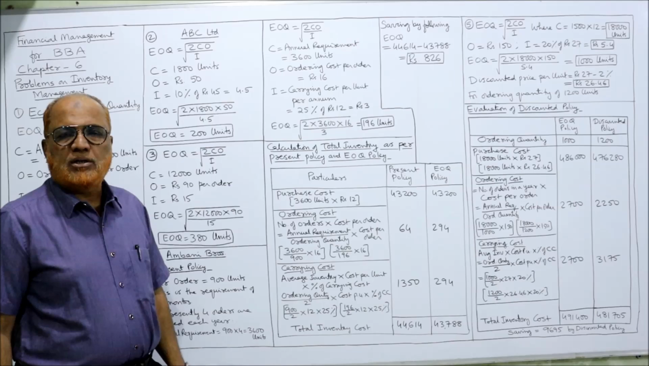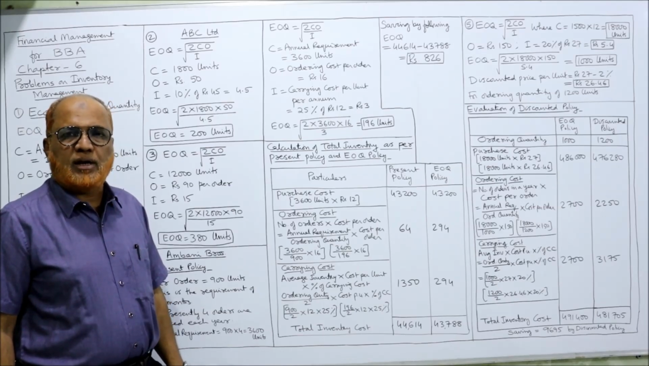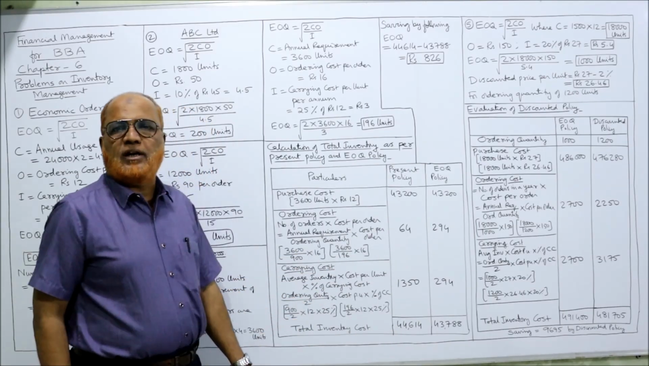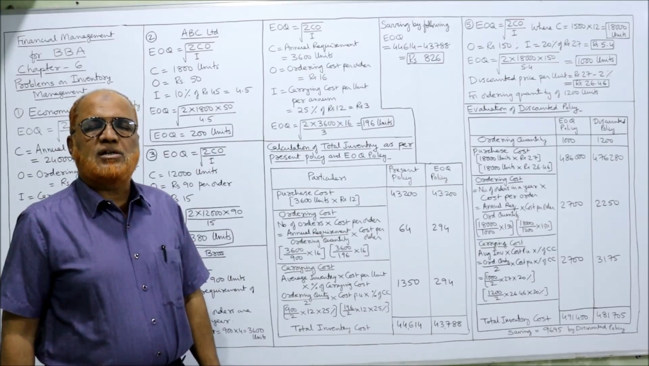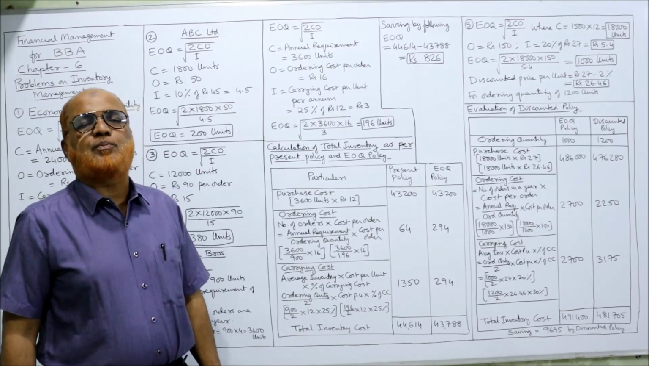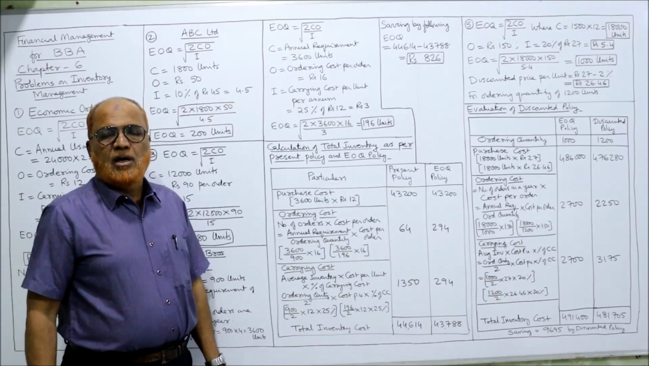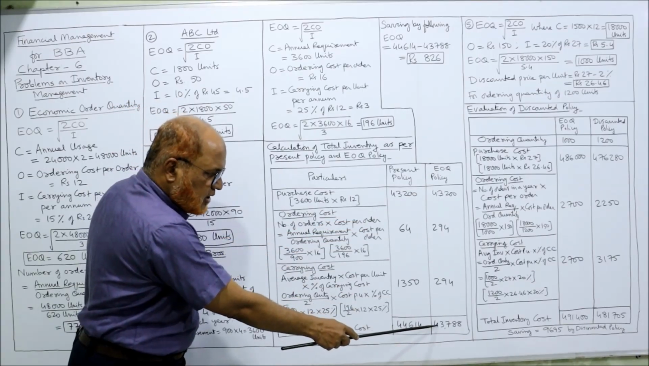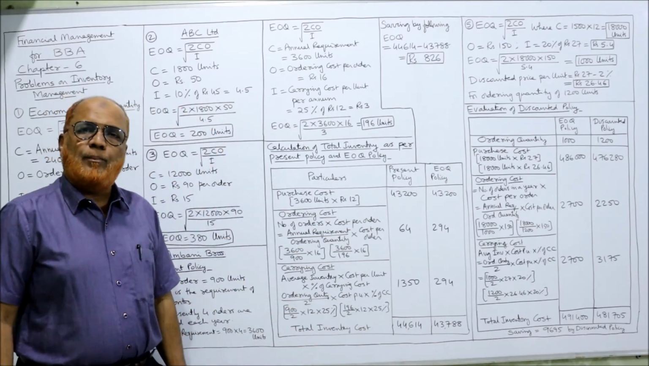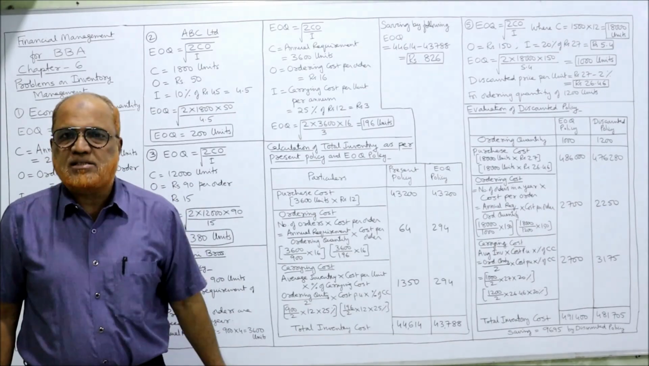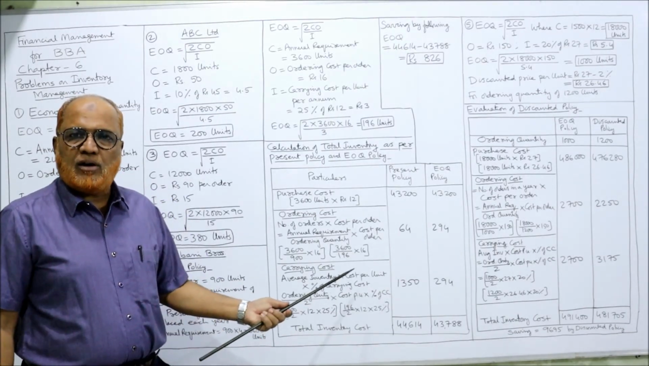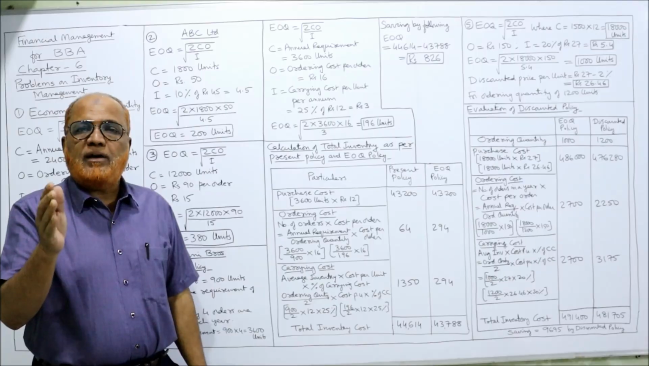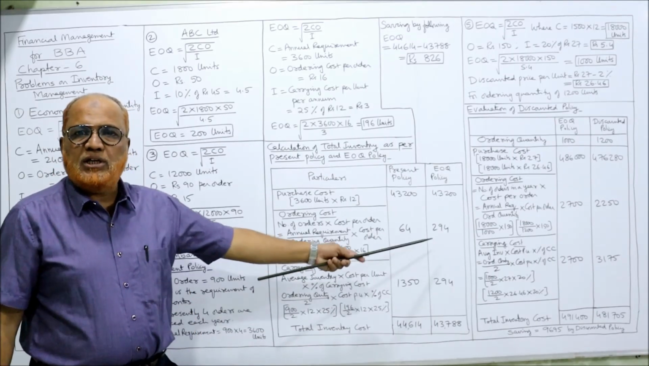Now take the total of all the three items: purchase cost, ordering cost, carrying cost. If you add up these three, the total is 44,614. So 44,614 is the total inventory cost in the present policy, 900 units policy. If we follow EOQ policy of 196 units, the total inventory cost is 43,788. Now compare and see where the inventory cost is less. Is it less in present policy or EOQ policy? EOQ policy is less. That means the company will save if it follows EOQ policy.